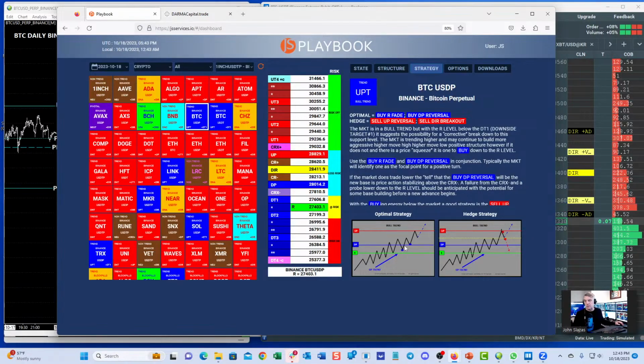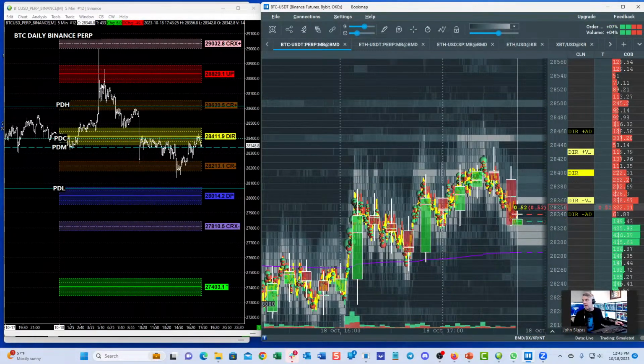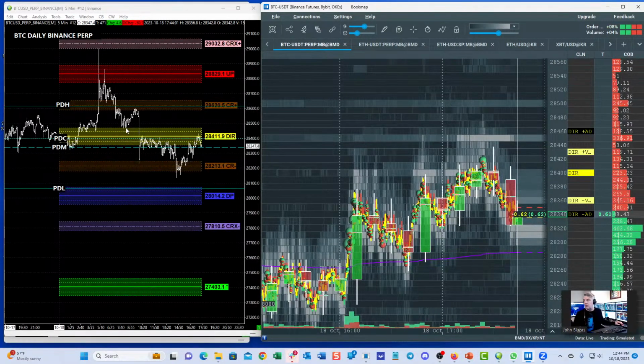Because we're always looking, is the market doing this or is the market doing this? And here the market's telling us I'm doing this. I just generated a sell UP reversal. This strategy just executed. And what's the expectation? It's going to come down to the directional. So after we fail here, we're looking for a full APMD move.